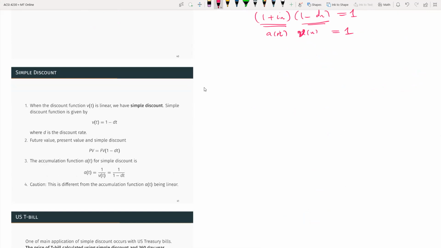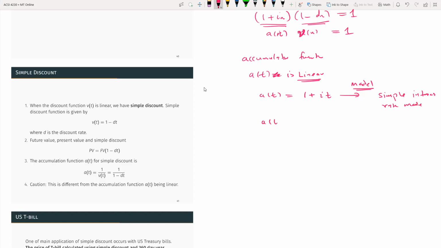So sometimes we can specifically define what Vt is. Remember, At can be linear. When At is linear, so this is the accumulation function, how do we define that? 1 plus it. So the model gets a name. It's called the simple interest rate model. Sometimes you can define At as 1 plus i to the power t. Then the model becomes compound interest.